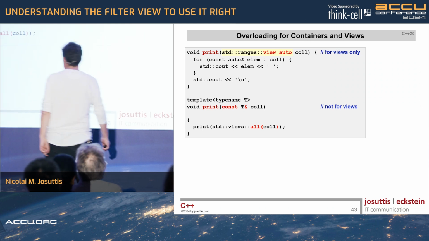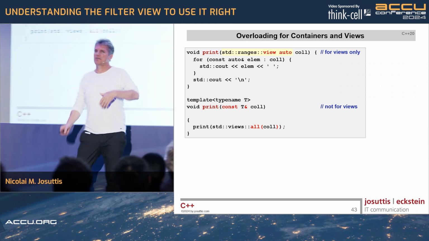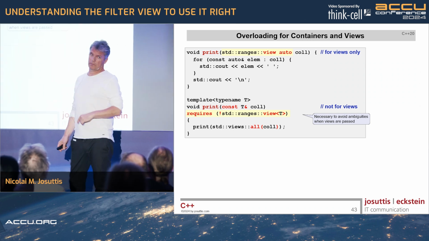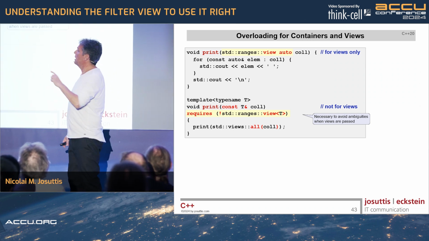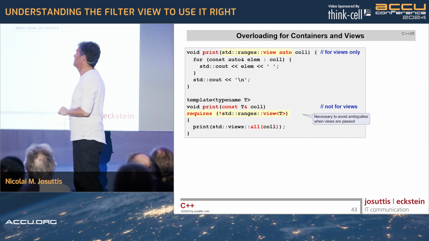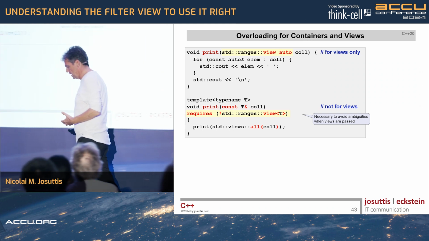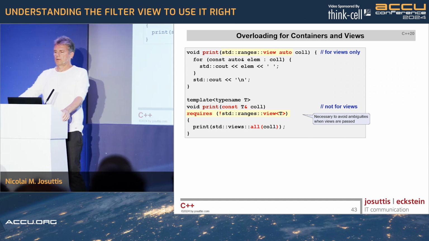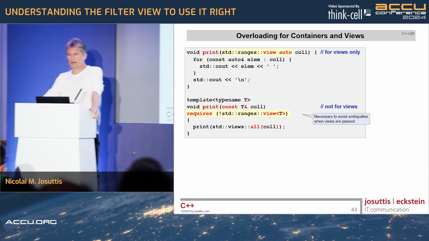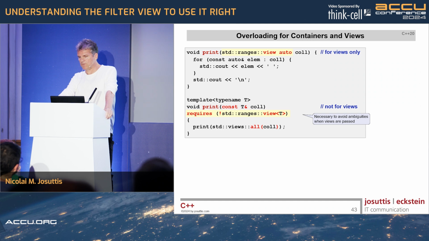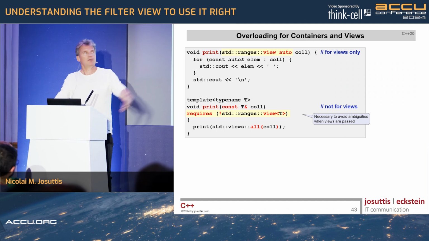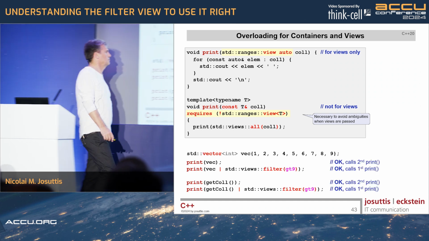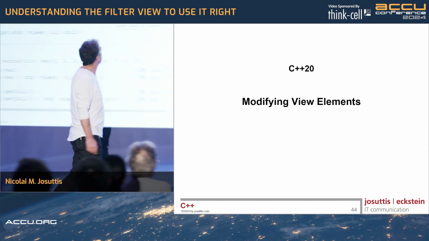So what you have to do here is not just leave it with no constraint, you have to say this is not for views. So we require that this is not a view, and then we call the lower print, and otherwise we call the upper. So the only thing you have to do, to process containers and make them viewable, is write two functions. You like that? No, me neither.